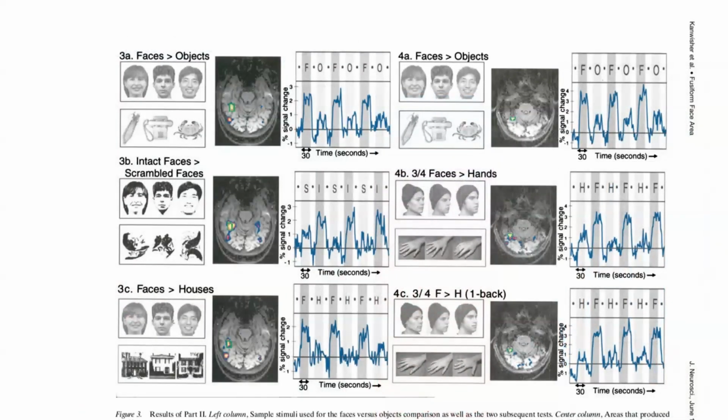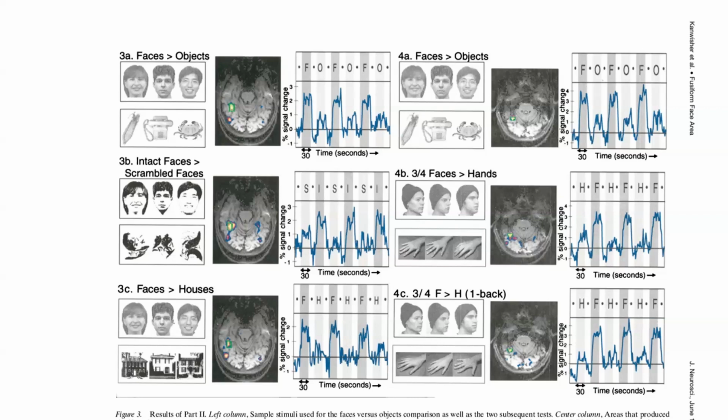The same study basically found that this area is activated when you compare faces to objects, and when you compare intact faces to scrambled faces. So that middle left one is intact faces to scrambled faces. Top right, when you compare faces to objects. Middle right, when you compare three-quarter faces to hands, so it's not just straight-on faces. Basically, they ran a whole bunch of different conditions and said, let's compare faces to other things. And in just about every situation, faces activated that fusiform face area a lot, whereas all other things did not activate it very much.